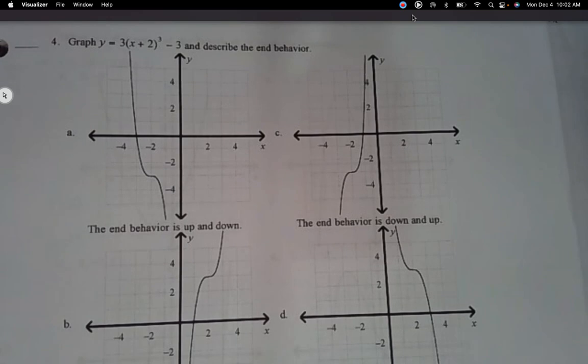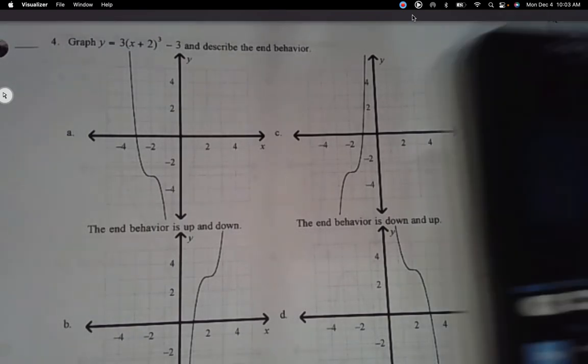If it were me, I would know it's gone to the left 2 and down 3, right? Which is not either one of those. So that would already help me know it's either A or C. Let's see. And then it's positive, so it's going up. I can do that without graphing, okay? And then it would be down and up. But let's graph it, okay?